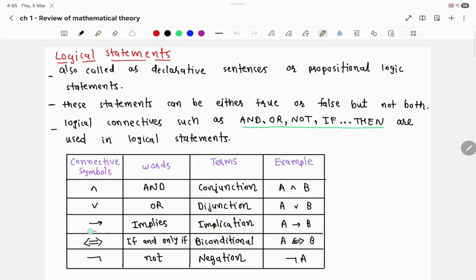Next is if and only if. It is also called biconditional. A biconditional B. Next is not. This is how not is represented. It is also called negation. This is how negation is represented.